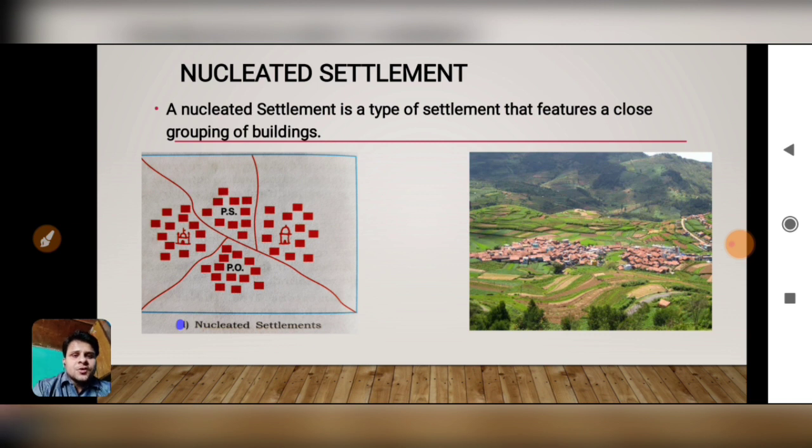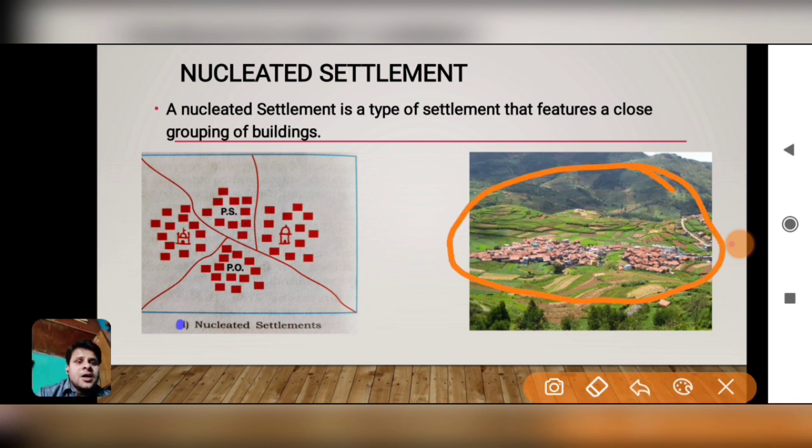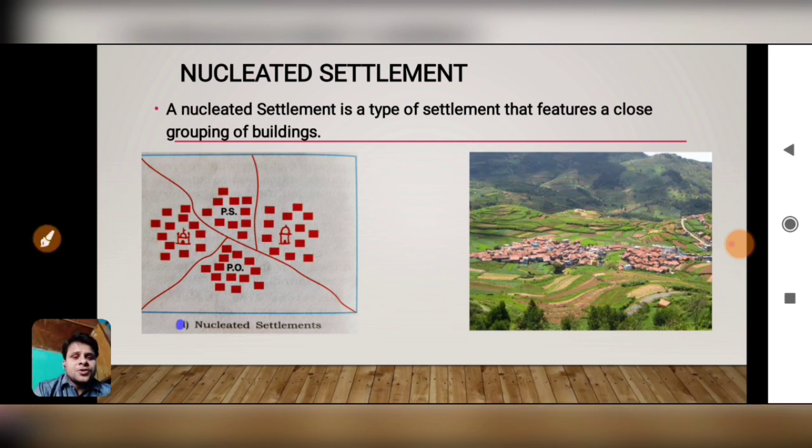Nucleated settlement. You can see in the diagram. The nucleated settlement is that type of settlement where the buildings, houses are in a group, in a compact manner. That's why this settlement pattern is also known as compact settlement. And this type of settlement is represented in the topo sheet like this.